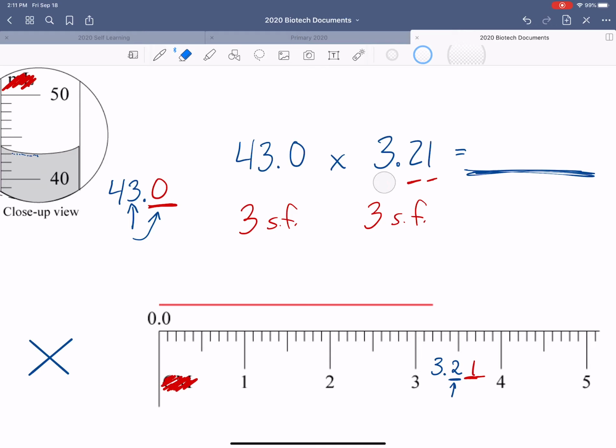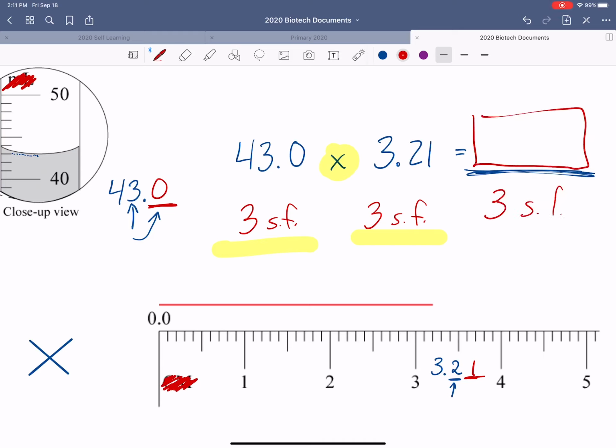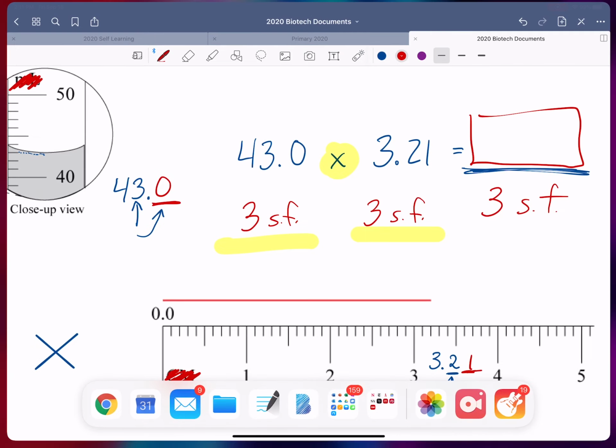Now normally when we do a multiplication or a division calculation, we need to pick the fewest number of significant figures. Well, we have 3 sig figs and 3 sig figs. They're the same, so there's not one that is less. But what that does tell us is that when we go to create this answer, it needs to follow the rules of 3 sig figs. Let's go to a calculator and do this calculation really quickly. 43.0 times 3.21. What does that give us?